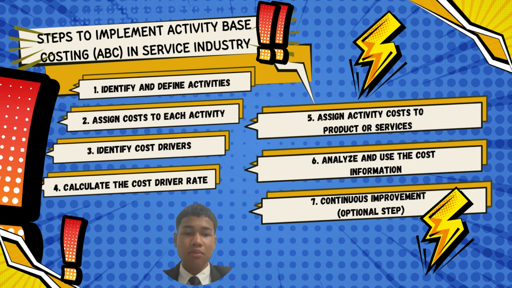Step 7 is keep improving the ABC system. Last, we need to update the ABC system regularly. As the business grows or changes, the activities and costs may change too. By keeping the system updated, it stays useful and accurate for decision making.